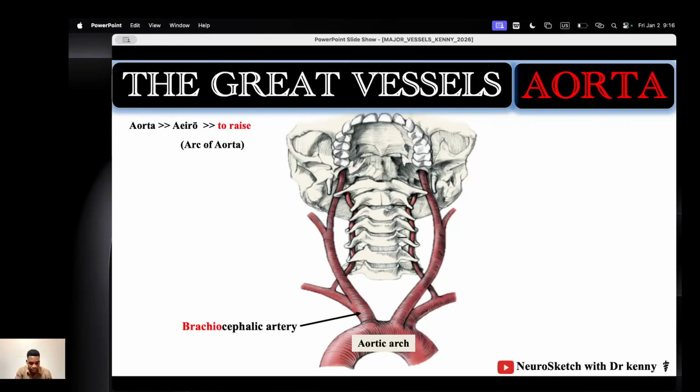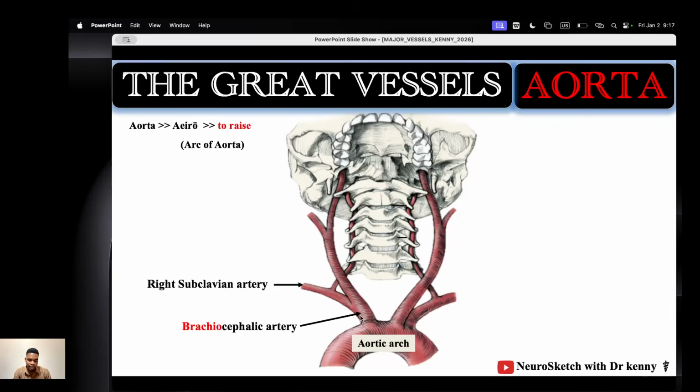The brachial part of the brachiocephalic trunk is actually the subclavian artery, right? So the subclavian artery is the branch on the right side. The right subclavian artery is a branch of the brachiocephalic artery, and because the brachiocephalic artery is going to supply 2 important regions, region number 1 is the brachium, meaning the upper limb, and region number 2 is the cephalic region, which means the head and neck.